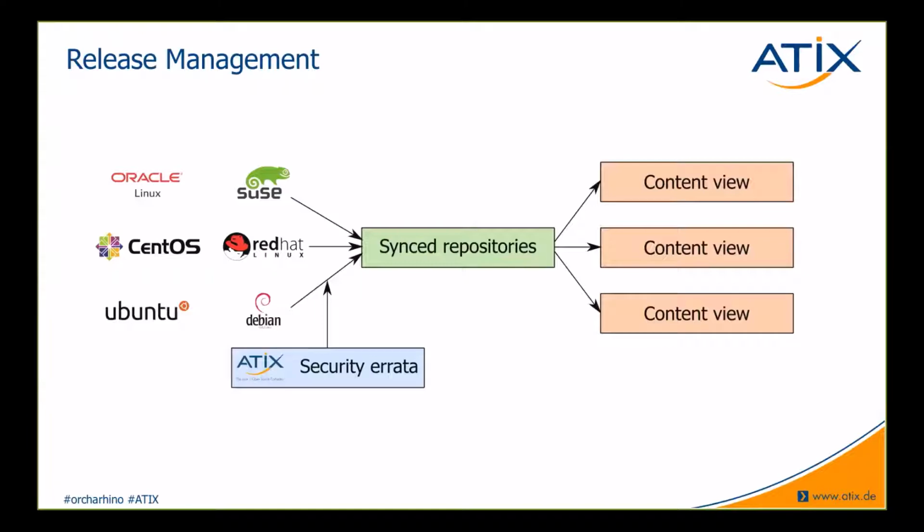Then you want to have the possibility to manage your repositories. So which repositories are available to your hosts and in which patch level. So this is the release management part. And for this, we support all the different Linux distributions: Oracle Linux, CentOS, Red Hat Enterprise Linux, SUSE Linux like SLES, and Ubuntu and Debian. And in this case, Orcharhino is a mirror for the repositories and creates content views.